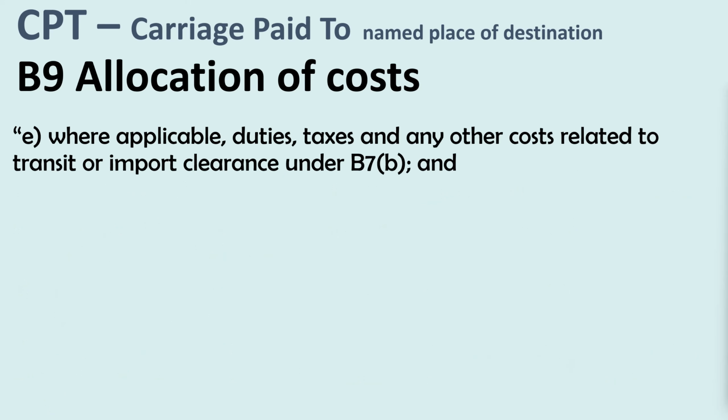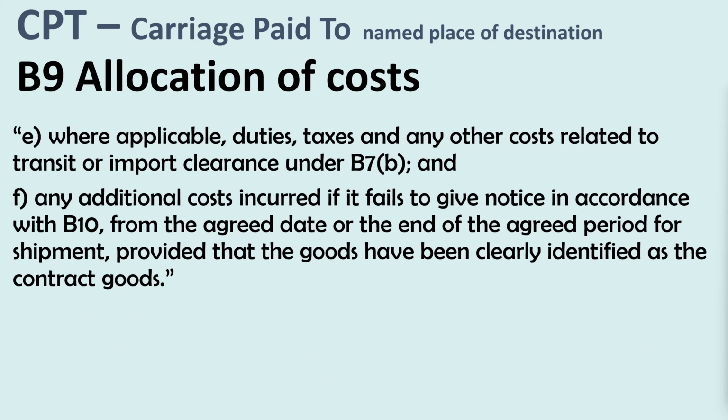The buyer must pay, where applicable, duties, taxes and any other costs related to transit or import clearance under B7B, and F. Any additional costs incurred if it fails to give notice in accordance with B10 from the agreed date or the end of the agreed period for shipment, provided that the goods have been clearly identified as the contract goods.